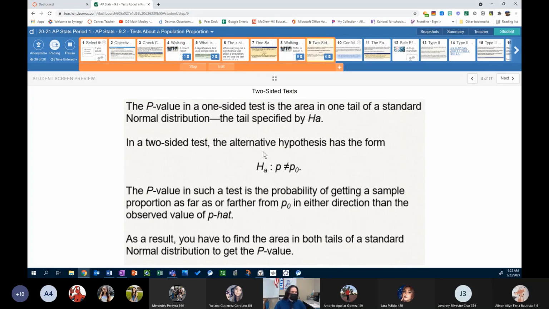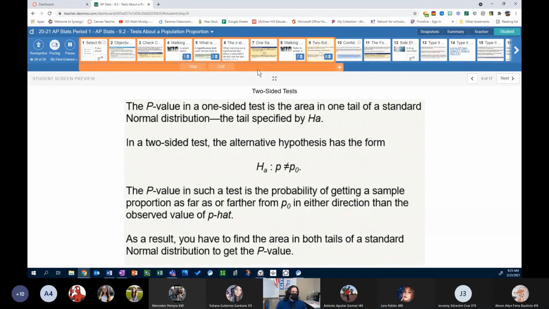In a two-sided test, the alternative hypothesis has the form h sub a, p not equal to p sub 0. So it's just not the same as the null hypothesis. It could be bigger, it could be smaller. We're just saying it's not the same. The p-value in such a test is the probability of getting a sample proportion as far as or farther from p sub 0 in either direction than the observed value of p hat. As a result, you have to find the area in both tails of a standard normal distribution to get the p-value.